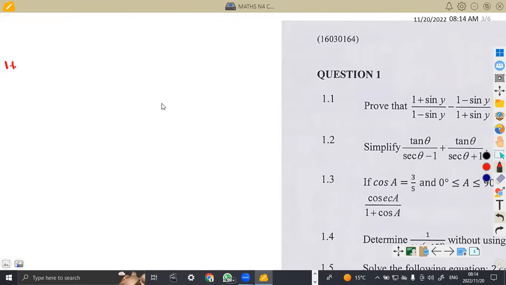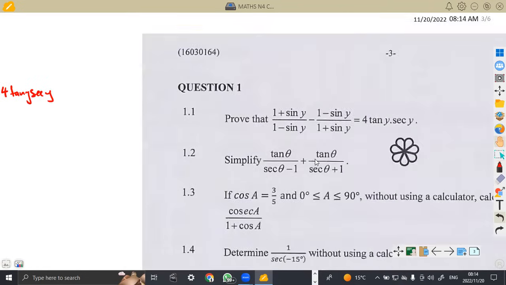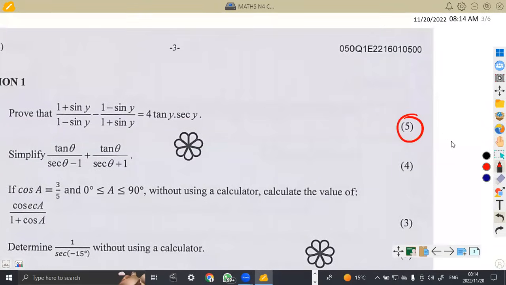That's 1.1. So we were given (1 plus sine y) over (1 minus sine y), in this case minus (1 minus sine y) over (1 plus sine y). And this must give us 4 tan y sec y. Okay, let me check again. But that was the sec y there. Okay, so that's it, 4 tan y sec y. So that is what we are given. And if you have to cross-check, 5 marks for that.